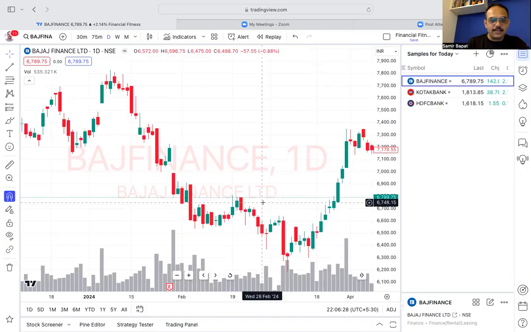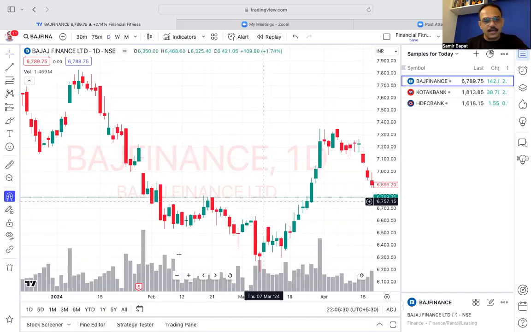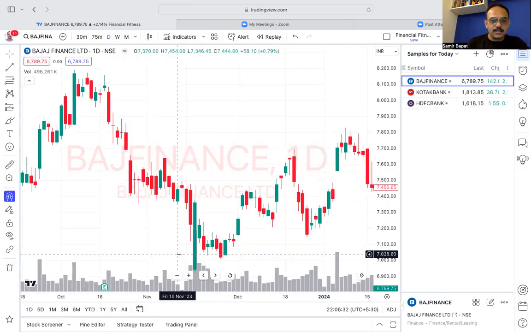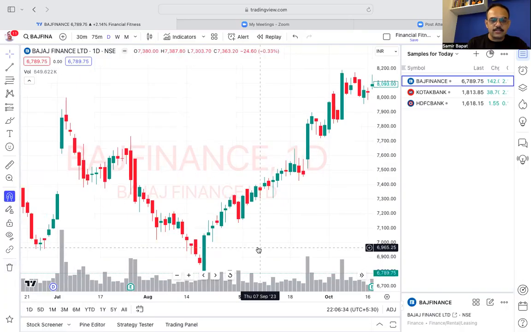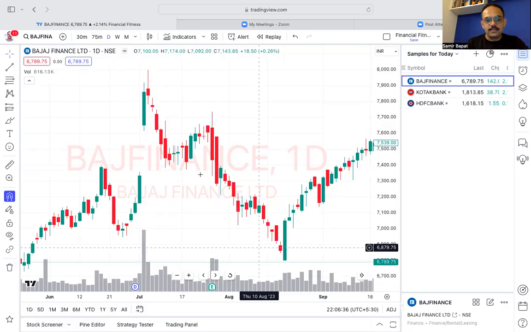Right. So here, let's see some more examples. Here, this again, this is going down. This is bullish engulfing. Volume is higher than the previous one.